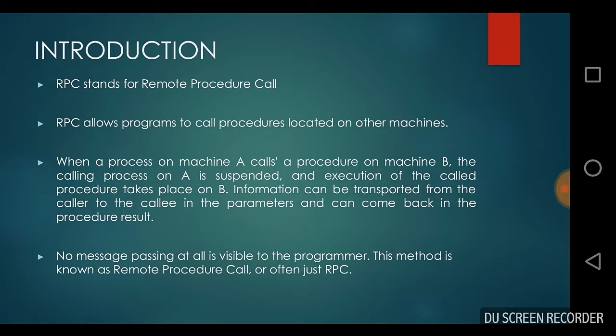If on the same host machine, they have distinct virtual address spaces, even though the physical address space is the same, while if they are on different hosts, the physical address space is different. When a process on machine A calls a procedure on machine B, the calling process on A is suspended and the execution of the called procedure takes place on B. Information can be transported from the caller to the callee, that is from the client to the server, in the parameters and can come back in the procedure result. No message passing at all is visible to the programmer. This method is known as remote procedure call, or often known as RPC.